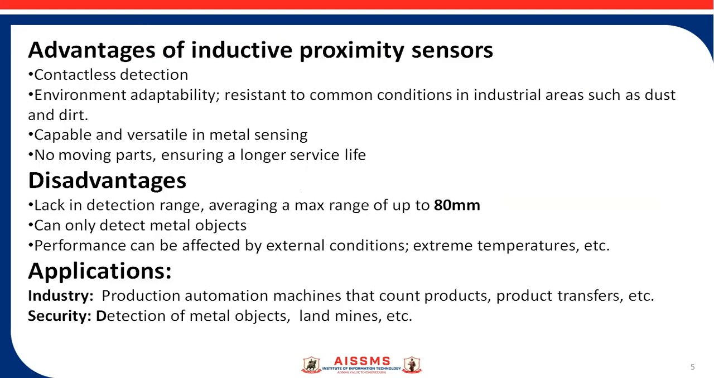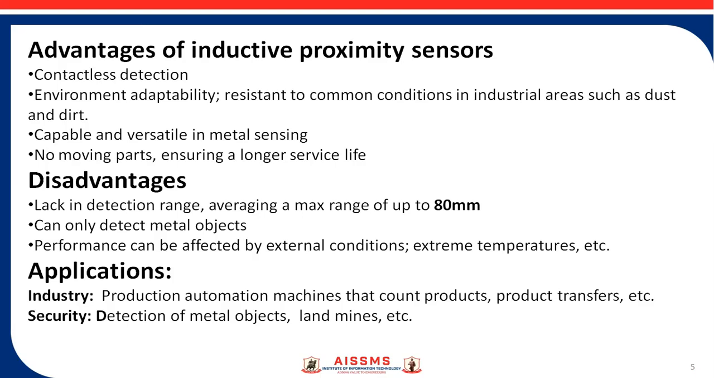Let us see what are the advantages, disadvantages, and applications of this inductive proximity sensor. Advantages: it has contactless detection, environment adaptability, resistance to common conditions in industrial areas such as dust and dirt, and is versatile in metal sensing. It has no moving parts, so it ensures a longer life, and there will not be any wear and tear. It is also considerably cheap when it comes to price.